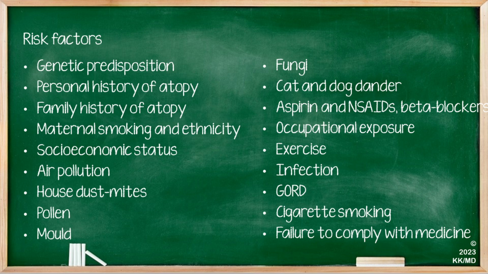However, just as a recap of overall risk factors for asthma, these include genetic predisposition, personal history of atopy, family history of atopy, maternal smoking and ethnicity, socioeconomic status, air pollution, house dust mites, pollen, mold, fungi, cat and dog dander, aspirin and NSAIDs and beta blockers, occupational exposure, exercise, infection, GORD, cigarette smoking, and failure to comply with medication.